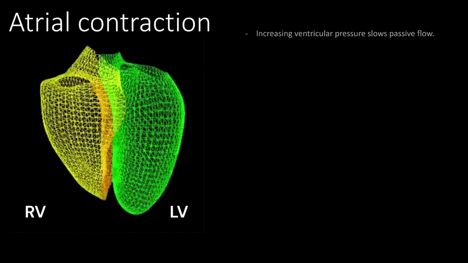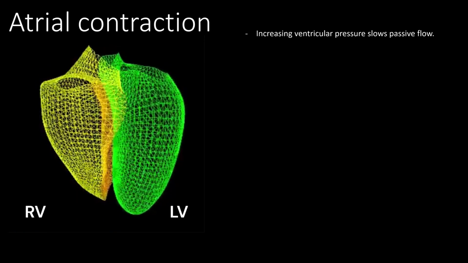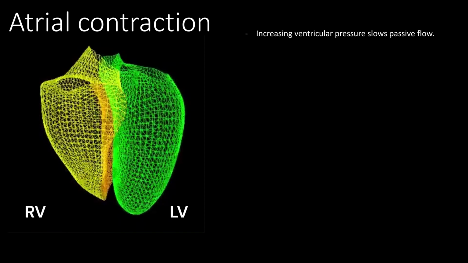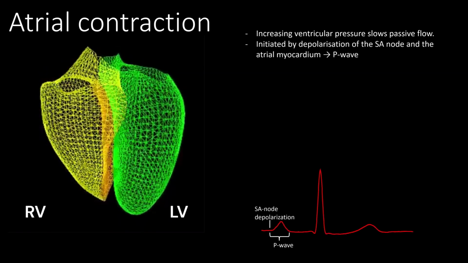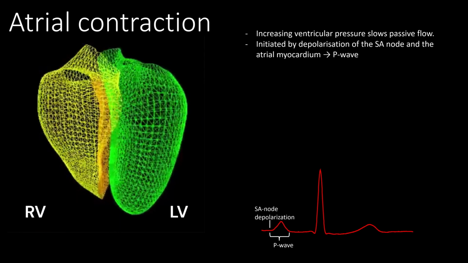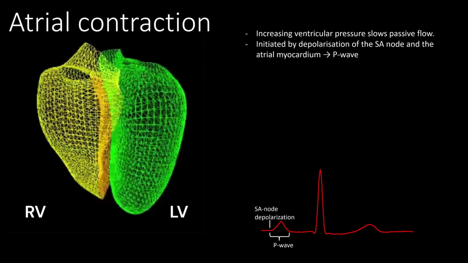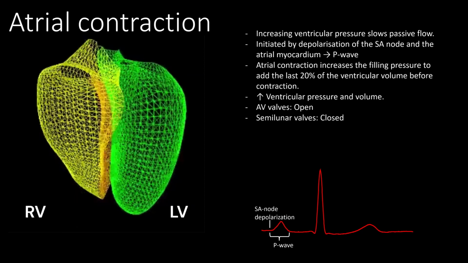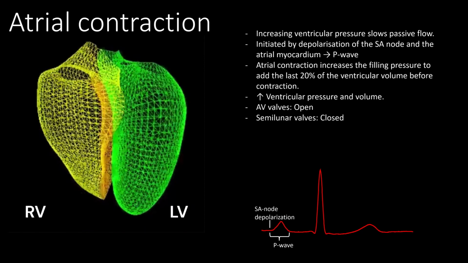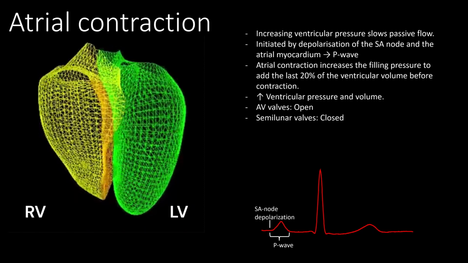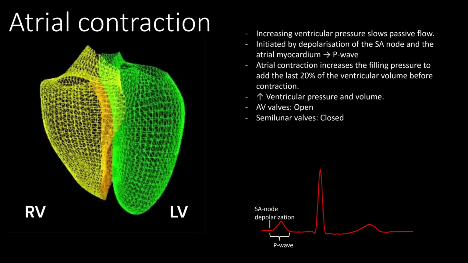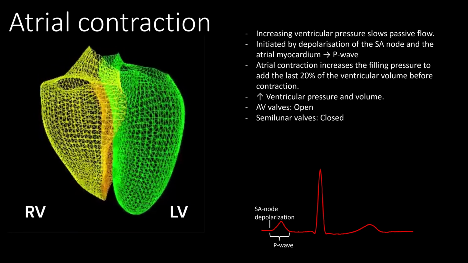During this phase, as pressure in the ventricles approaches that of the atria, passive filling slows. Depolarization of the SA node and atrial myocardium, signaled by the P wave on the ECG, initiates atrial contraction. Contraction of the atria transiently increases the pressure within the chamber and allows a final injection of blood into the ventricles. This is usually responsible for the addition of the last 20% of the ventricle blood volume.